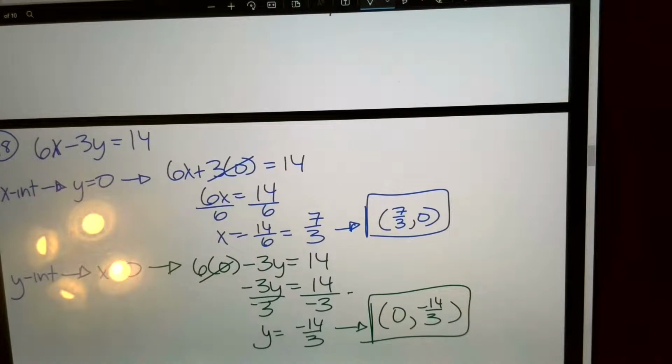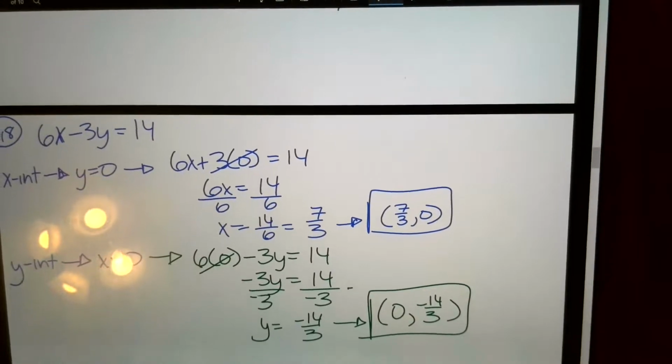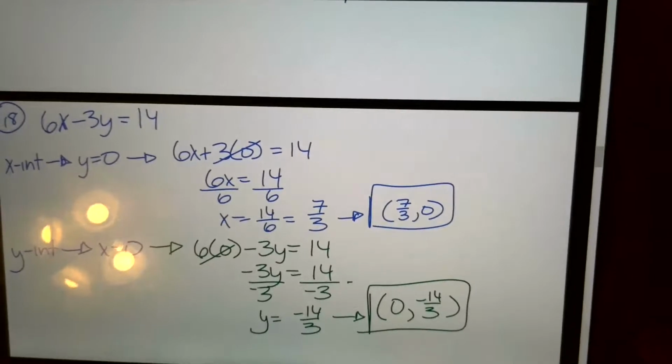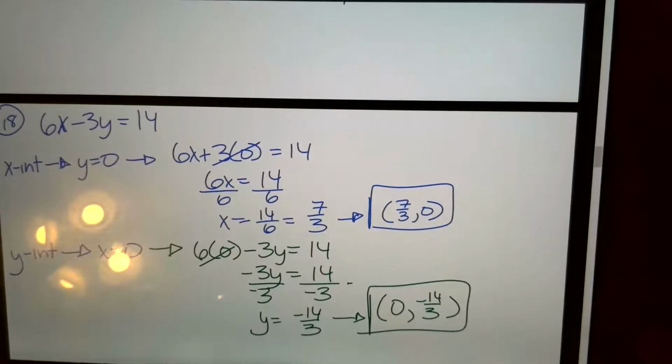All right. If they ask for it, you can either put the point, or sometimes if they ask for just the x-intercept, then you could put 7 over 3. It just depends on what the program wants, because Alex can be a bit finicky at times. I think that we would all agree with that.